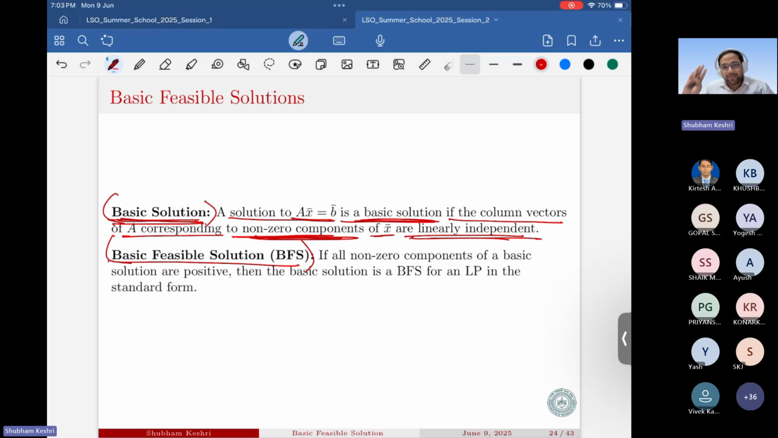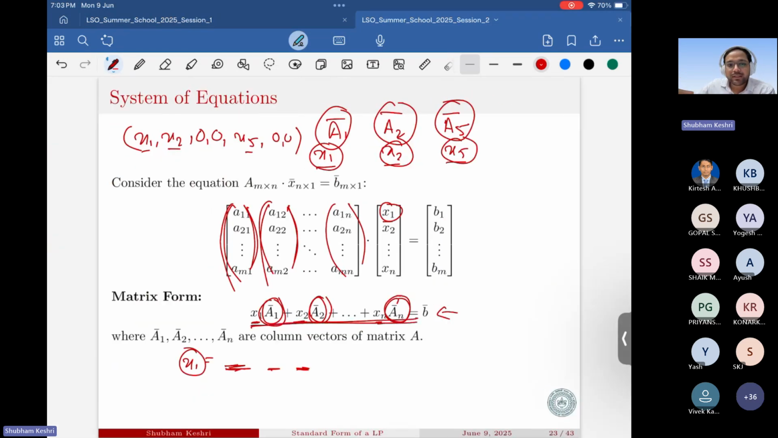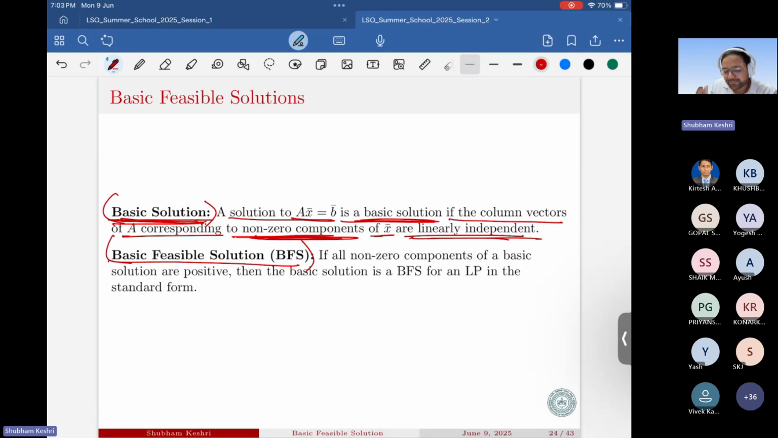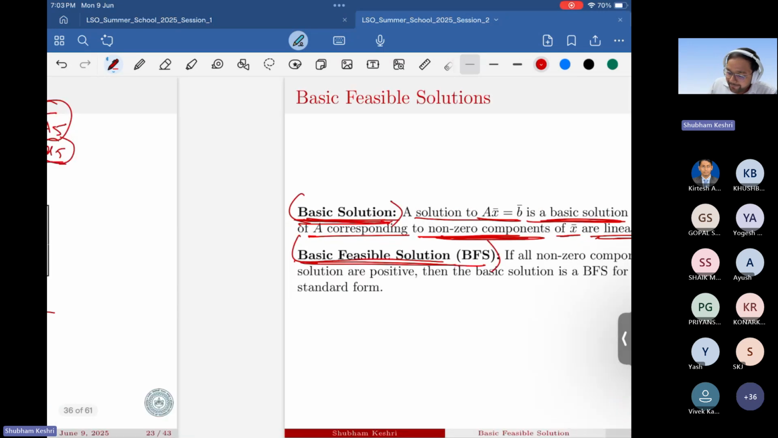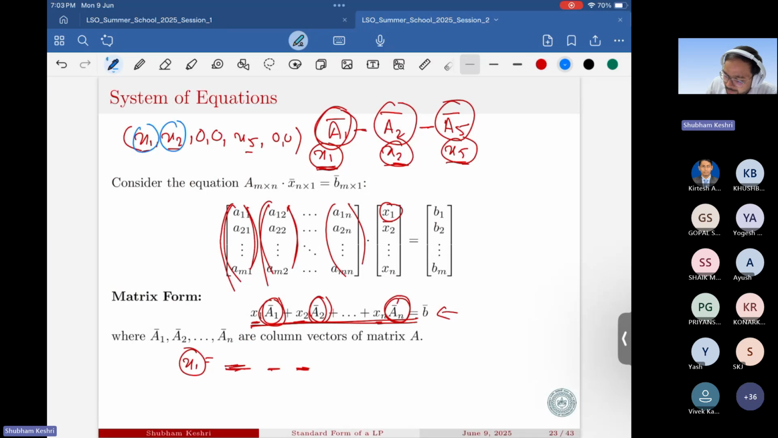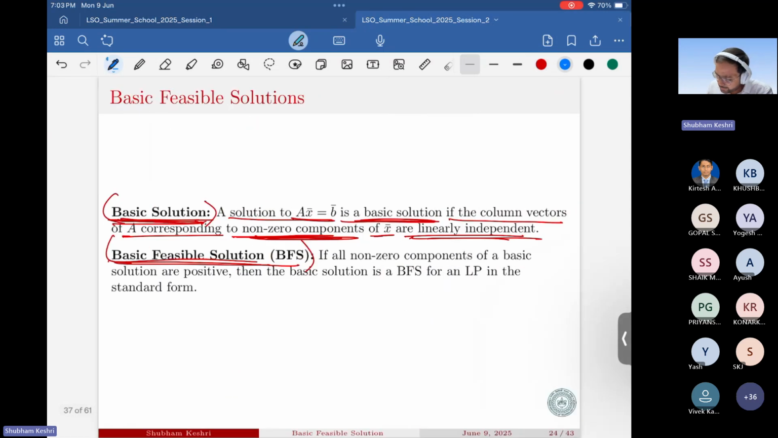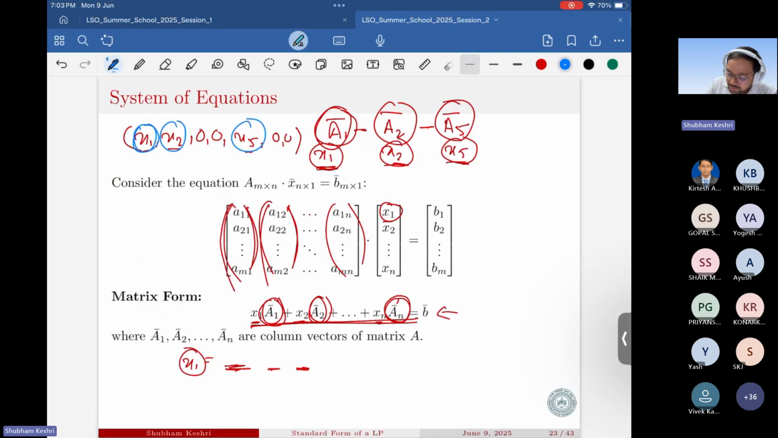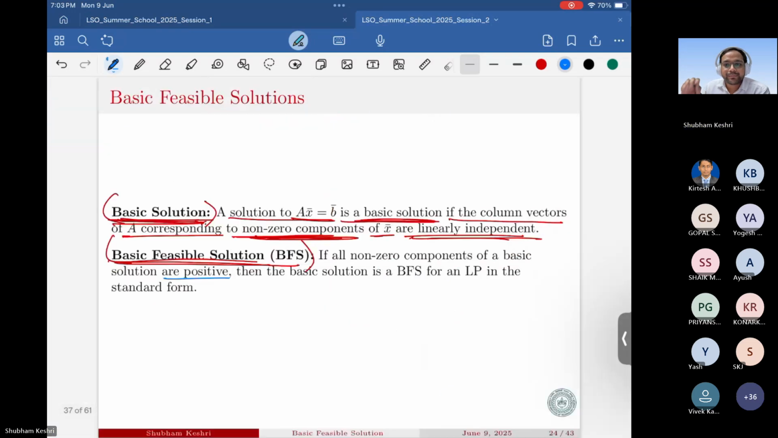Okay, so we'll talk about basic feasible solution right now. So we know what a basic solution is. We will solve this system of linear equations. We will take the columns with non-zero components of the solution. If these vectors are linearly independent, then it is a basic solution. Now, what is a basic feasible solution? If these non-zero components are positive, then it is known as a basic feasible solution. Just that restriction.